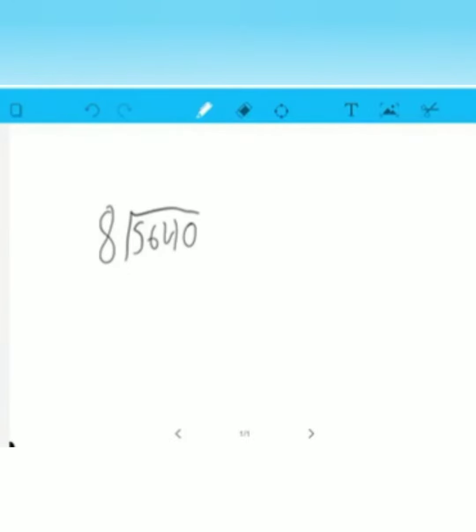5640 divided by 8. So in this one, you don't do the same thing that we did, like minus, plus, and minus, and take down and everything. You just do this. How many 8s are there in 56? 7. Okay, now there's 0 to carry on. How many 8s are there in 4? 0. So place 0 and carry on 4 to the next one. How many 8s are in 40? 5. So we'll place 5, and that is your answer.